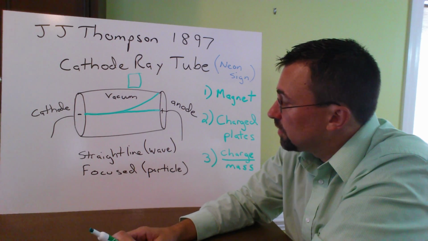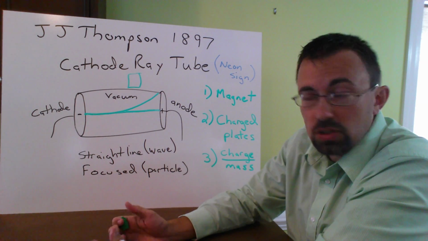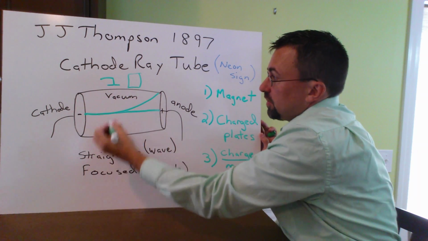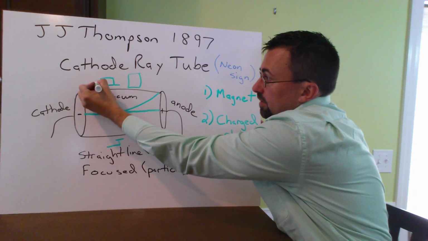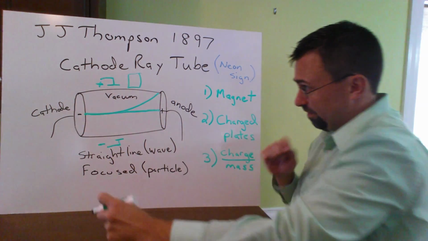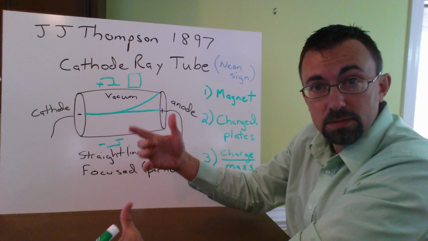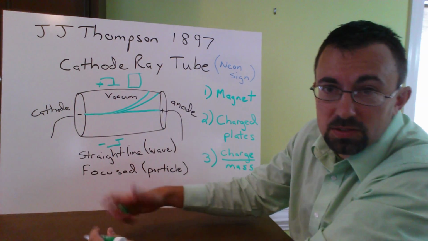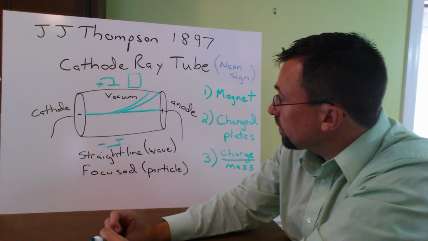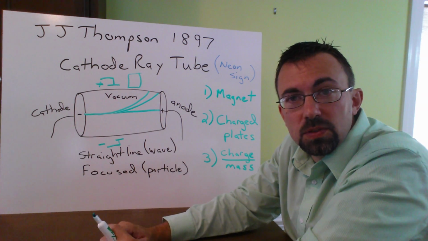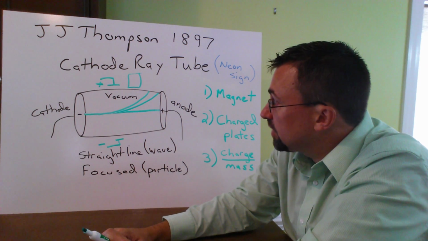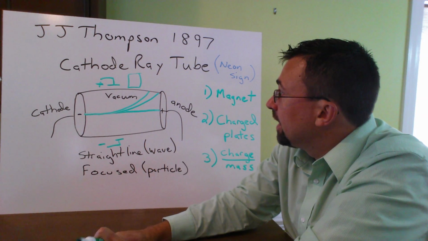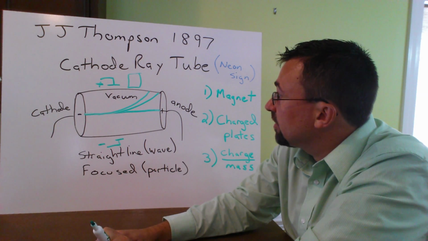Next thing he did was the same idea, but he put a charged plate. It doesn't really matter which side's positive, which side's negative. We'll put positive up here, negative here. And this also bent the ray. So this also did the same thing. I'll redraw it just so you can see a different bend. And this in and of itself was a major accomplishment, to show that there's a negatively charged particle and it's traveling like a particle, not a wave.